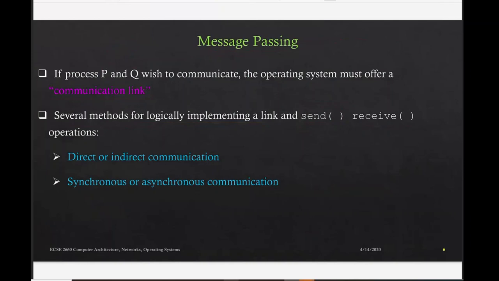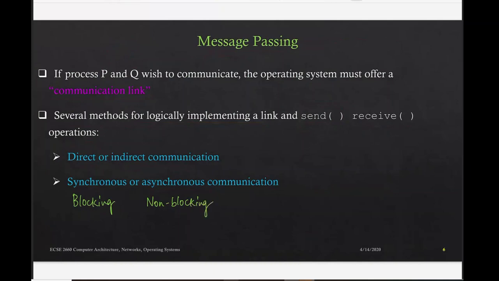Now, in message passing, like I said, there could be direct or indirect communication. Direct is where you explicitly name the process. Indirect is where you use mailboxes or ports for that communication. There is another way to classify the message passing approach, which is synchronous versus asynchronous communication. Synchronous is also called blocking communication, and asynchronous is non-blocking.